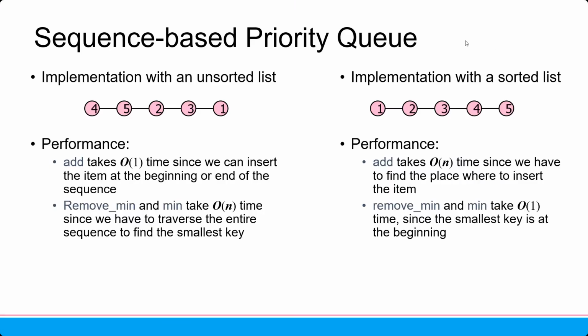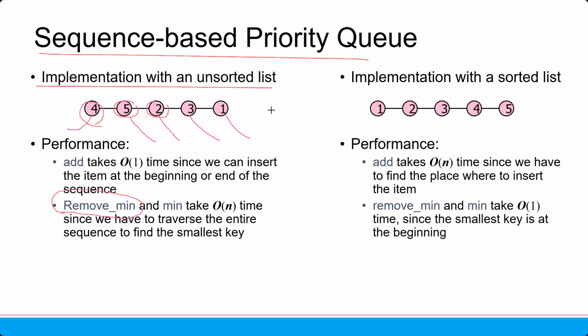So last week we finished until this part. We have two kinds of sequence-based priority queue. The first priority queue means we want to implement it with an unsorted list. So every data that we insert will be inserted at the beginning or at the end. And then after, when we want to remove the minimum, we will sort.